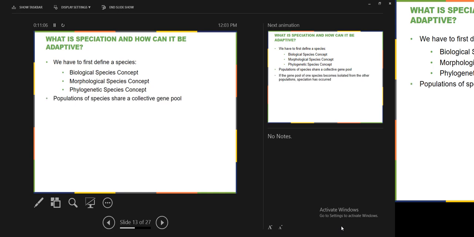All right, so population. We've used this term several times but haven't really defined it. Basically, a population is a group of the same species that share a collective gene pool.